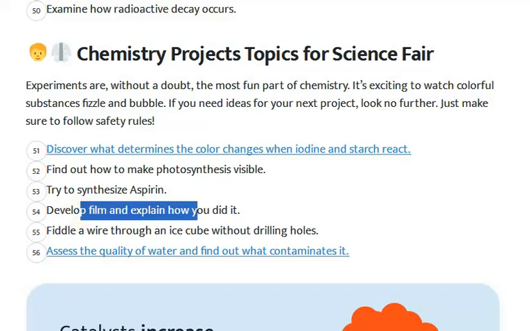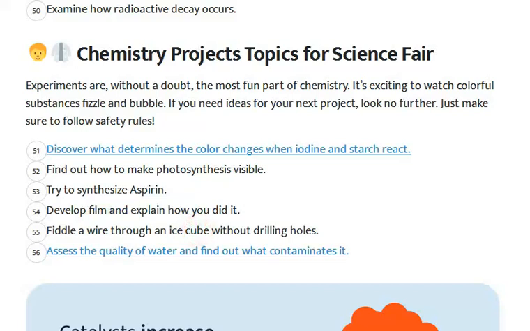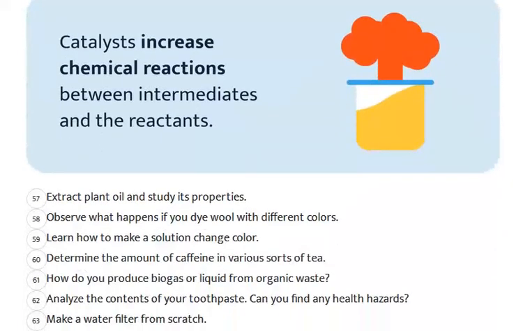Drill right through an ice cube without drilling holes. Assess the quality of water and find out what contaminates it. Extract plant oil and study its properties. Observe what happens if you dye wool with different colors. Learn how to make a solution change color.